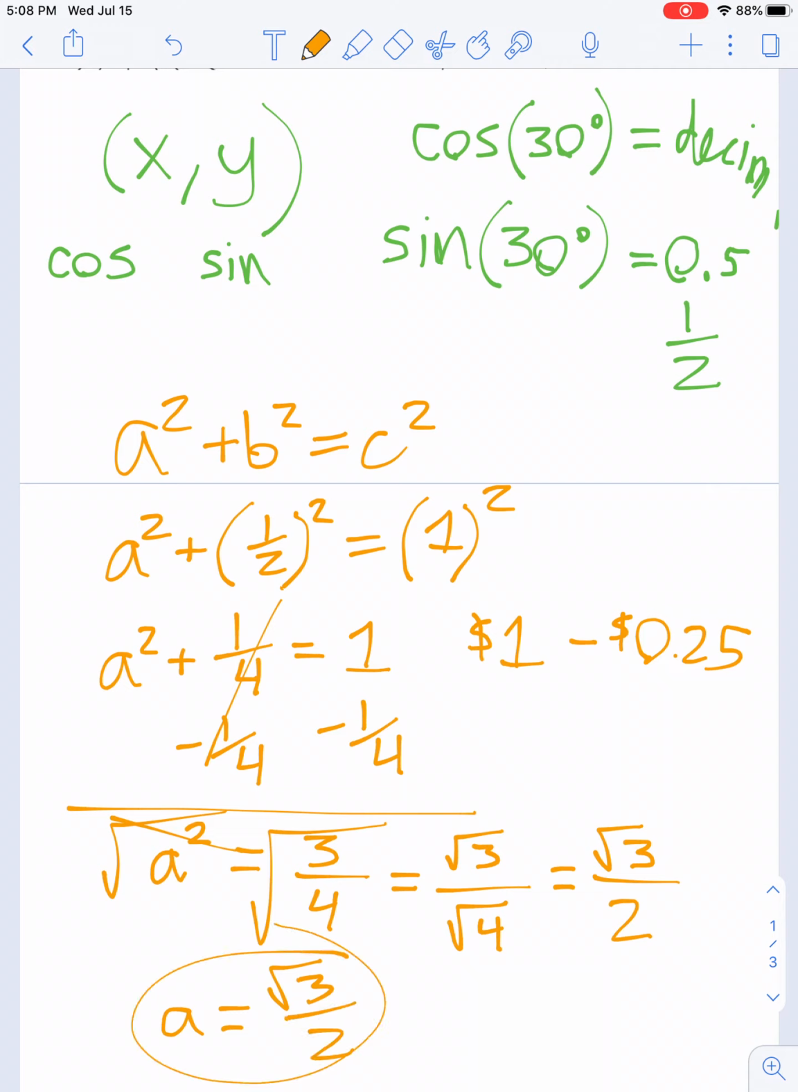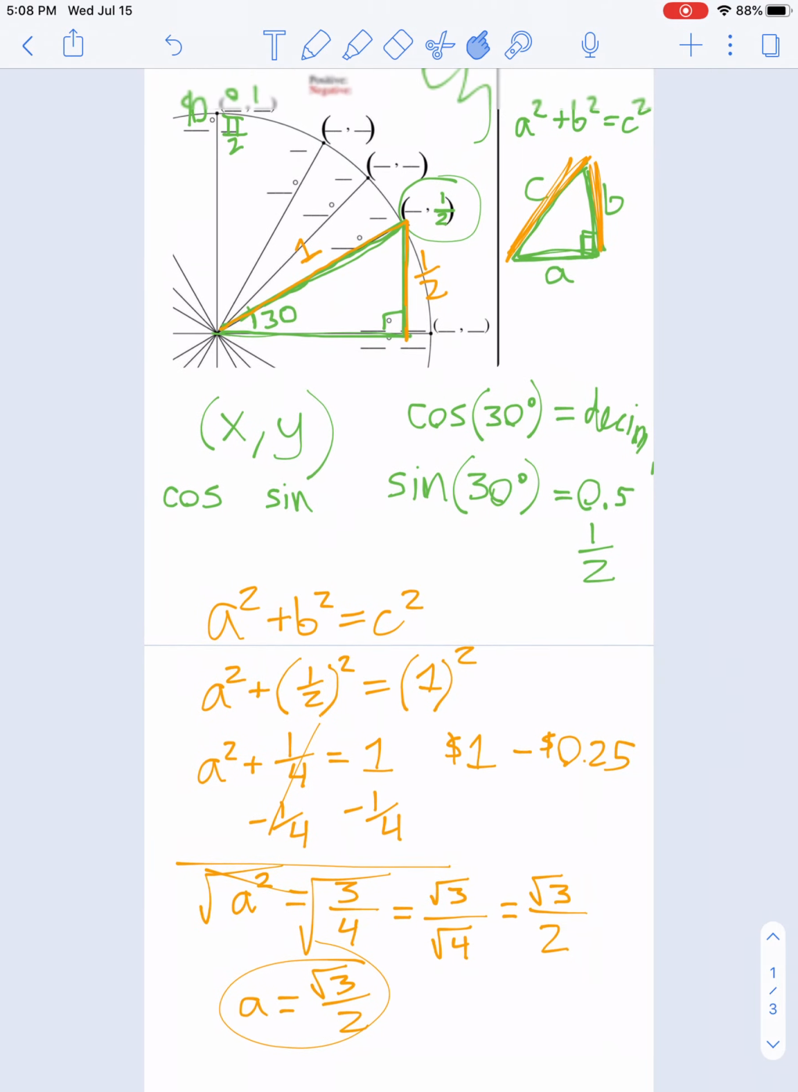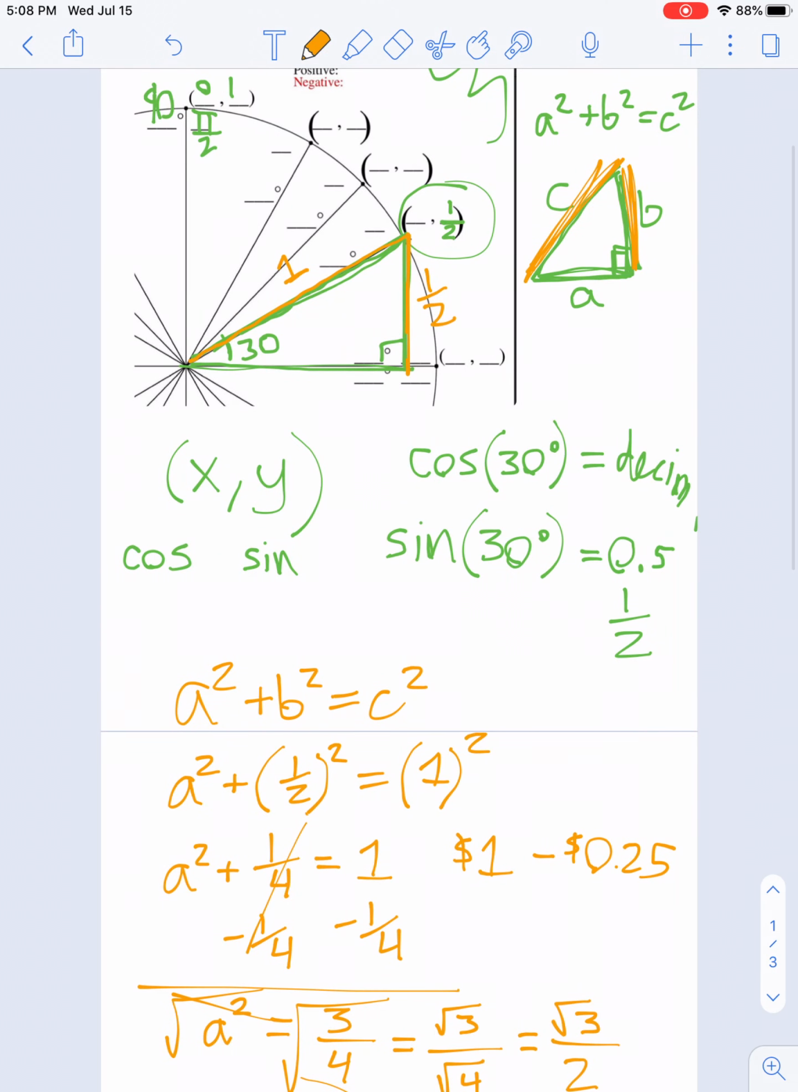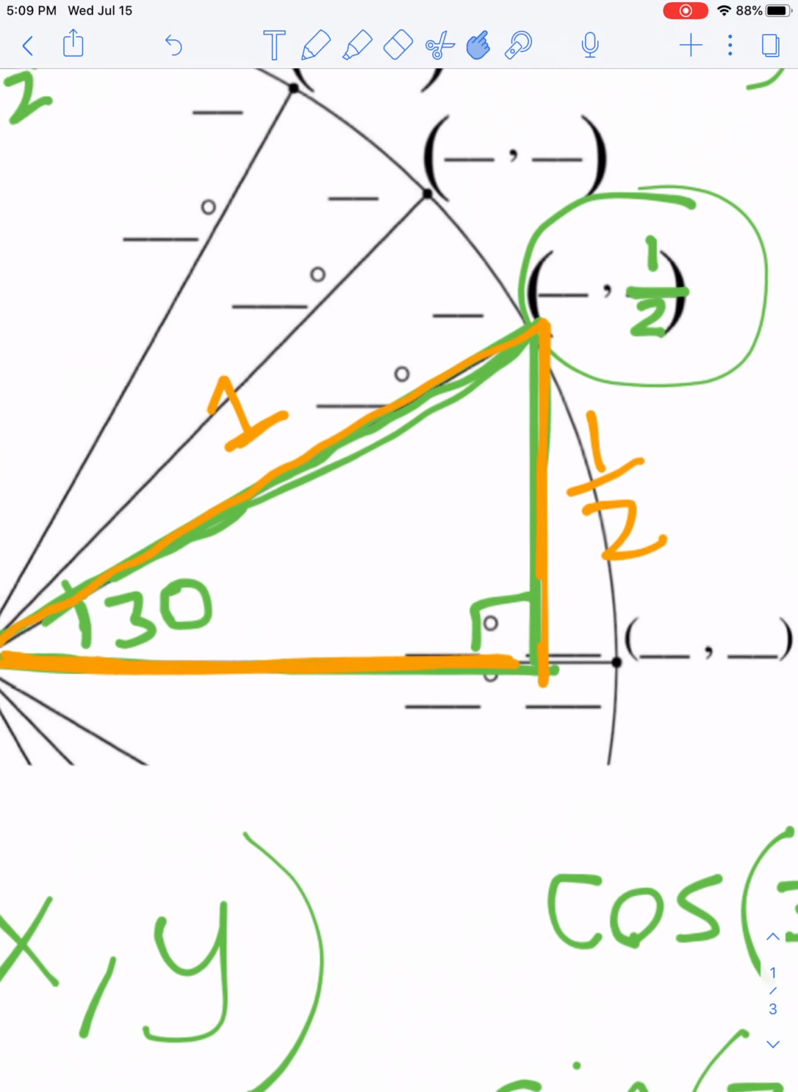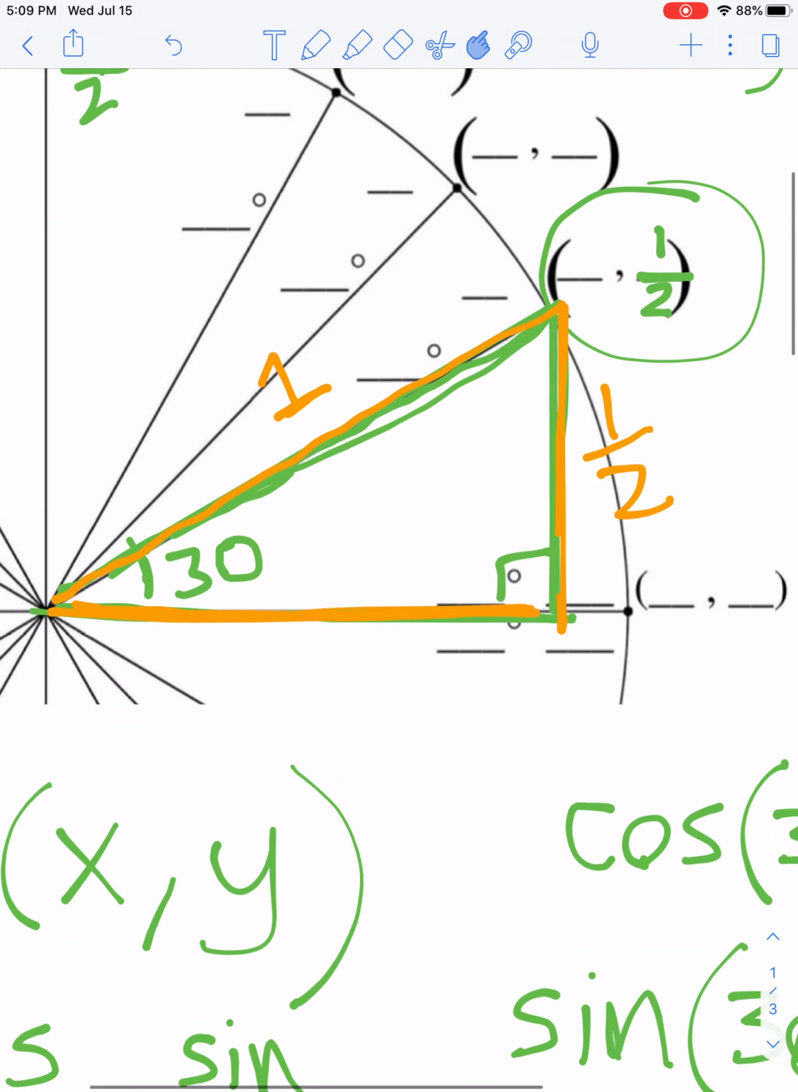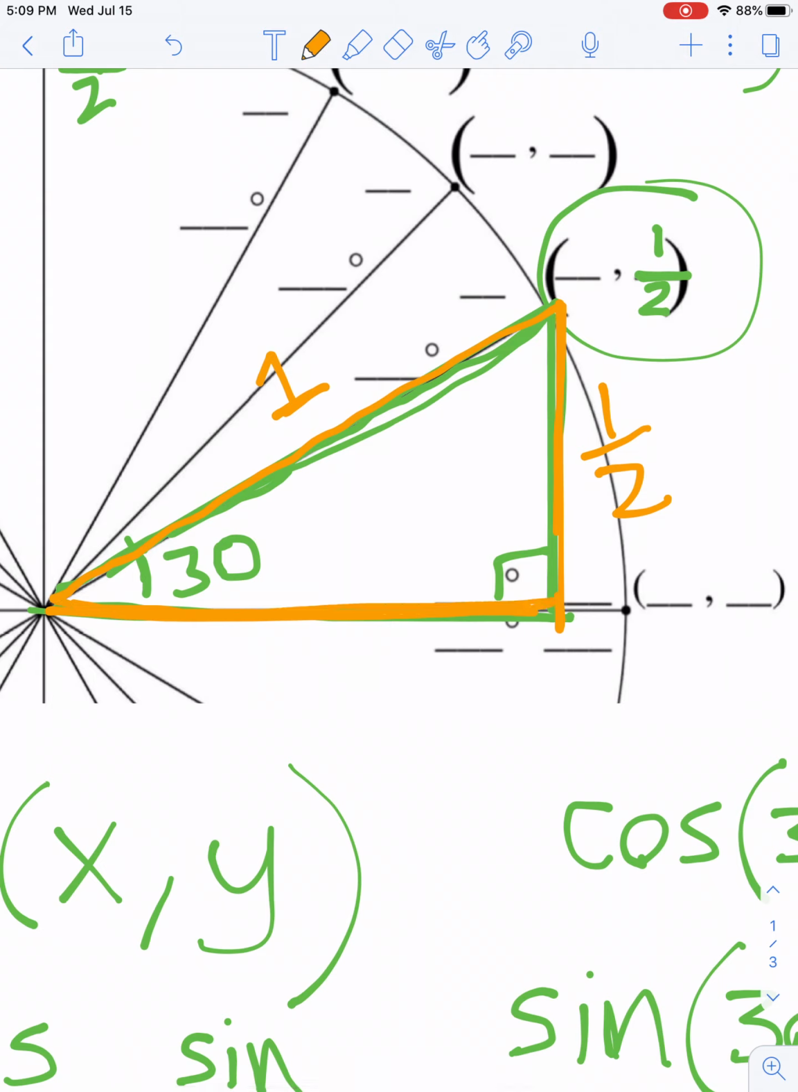Now that is great news for us, because remember, the whole point of doing this is that A value represented this part of that triangle, that distance right there. And that horizontal distance is represented as the x value of our point. So I'm going to zoom in. We just saw that our x value, which is this length we just found, is square root of 3 over 2. So now we have our first point in there.